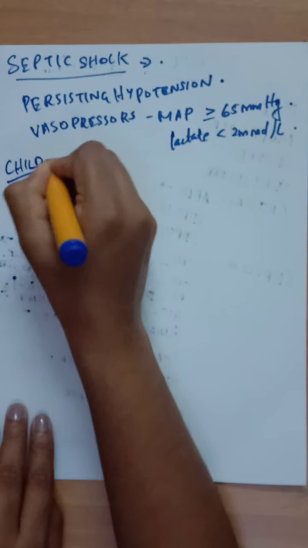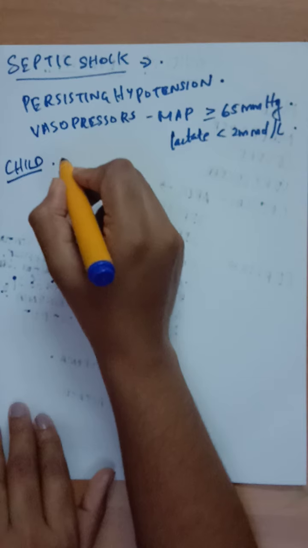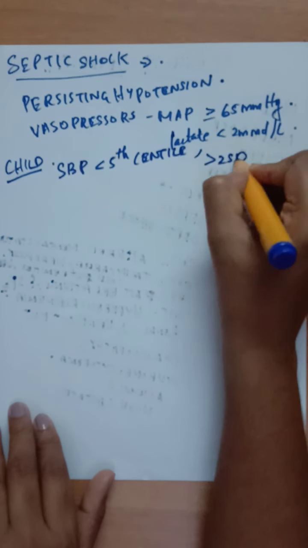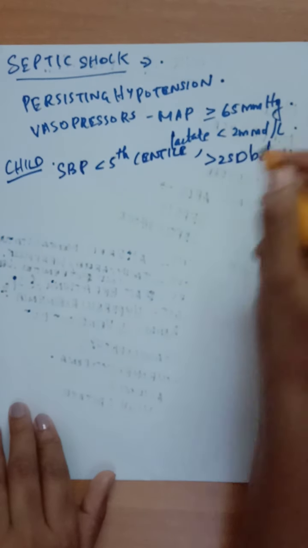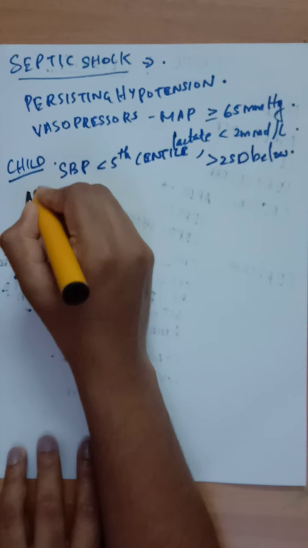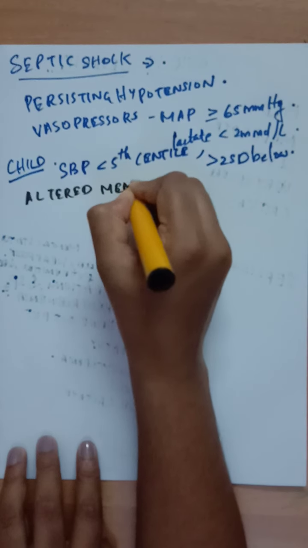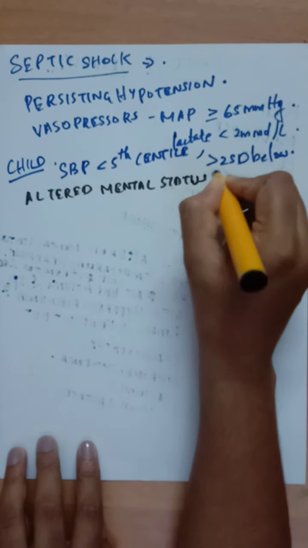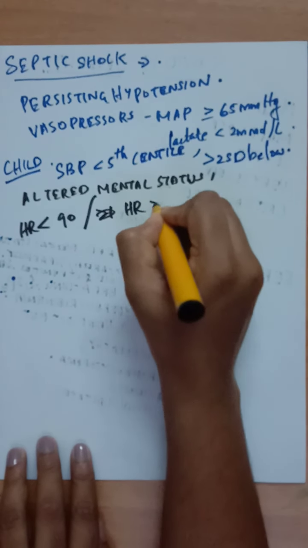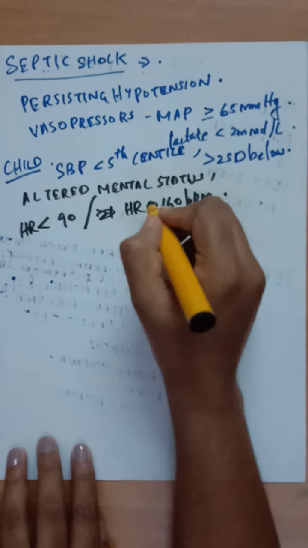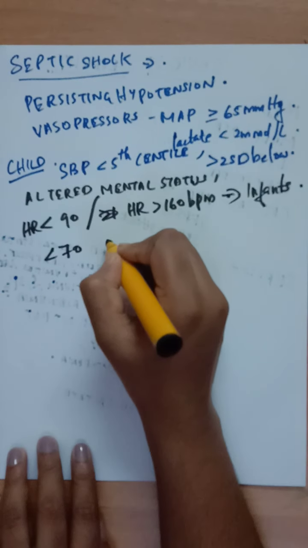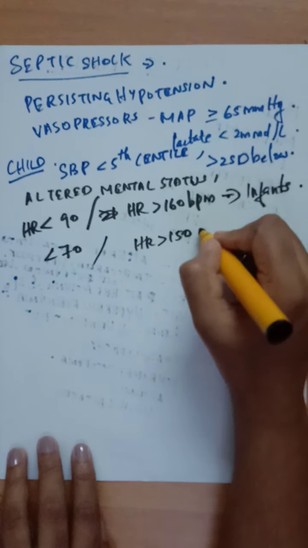In children, just think of the following: systolic BP less than the 5th centile or more than 2 standard deviations below the normal range. And other features as discussed earlier, like altered mental status, bradycardia or tachycardia, that is heart rate less than 90 or more than 160 beats per minute in infants, and less than 70 or more than 150 in children.